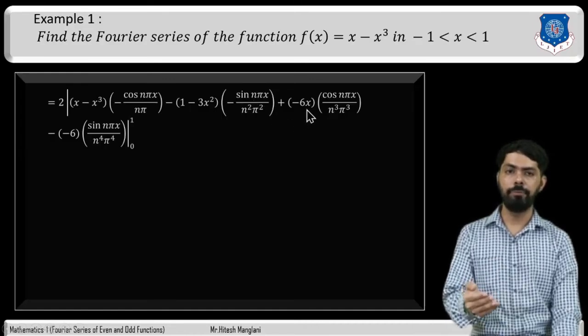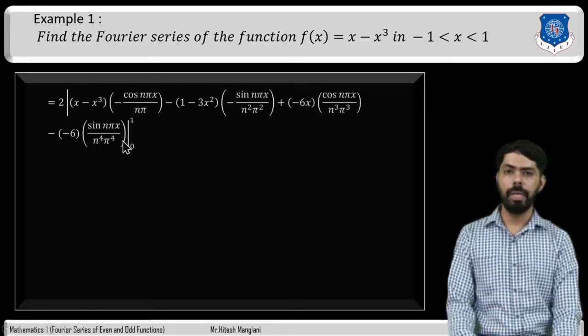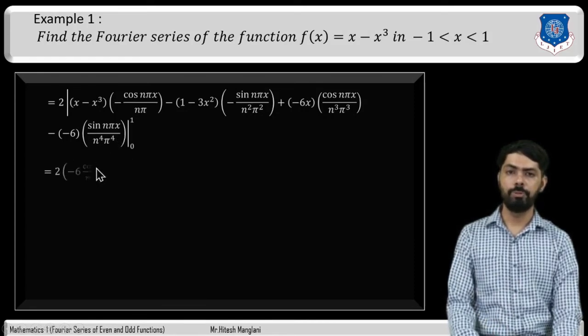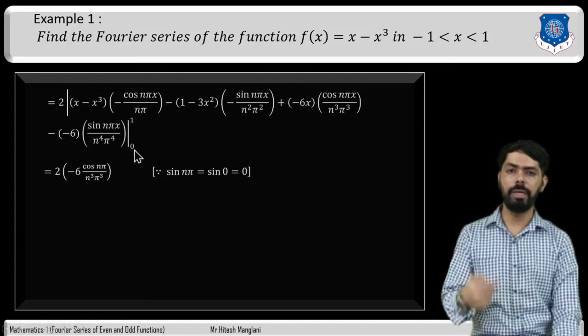Then here if we replace x by 1, then here it will be minus 6 into 1 into cos n pi divided by n cube pi cube, and here sin n pi, and value of sin n pi is 0, so no need to write down this term. So for upper limit it will be 2 in bracket minus 6 cos n pi divided by n cube pi cube.